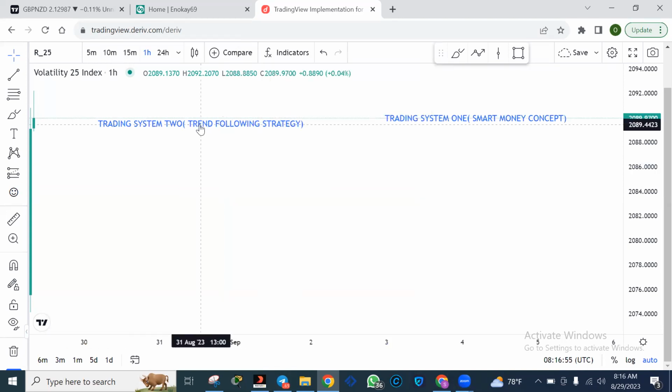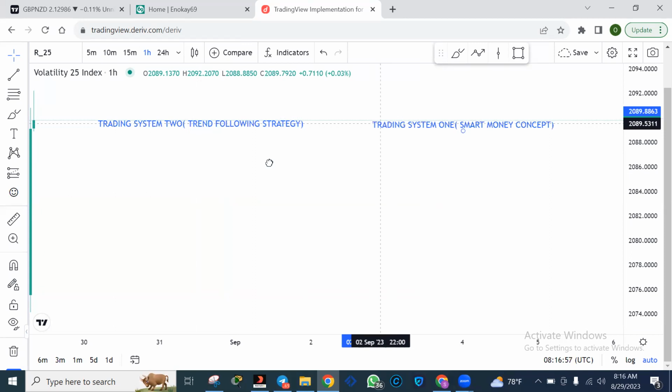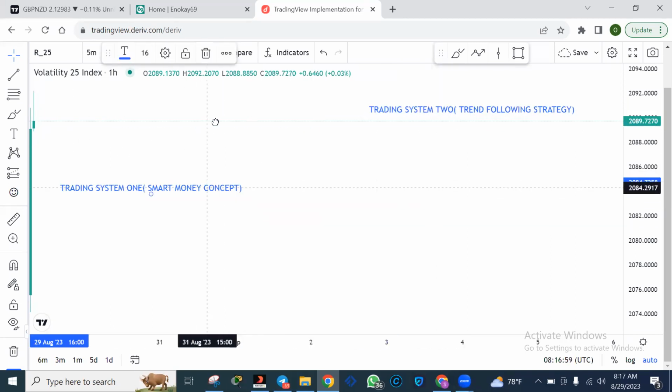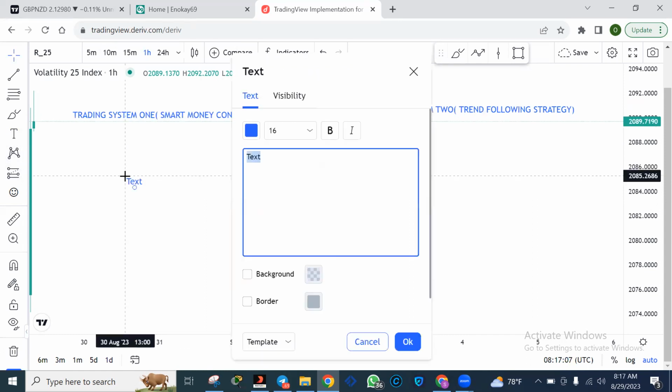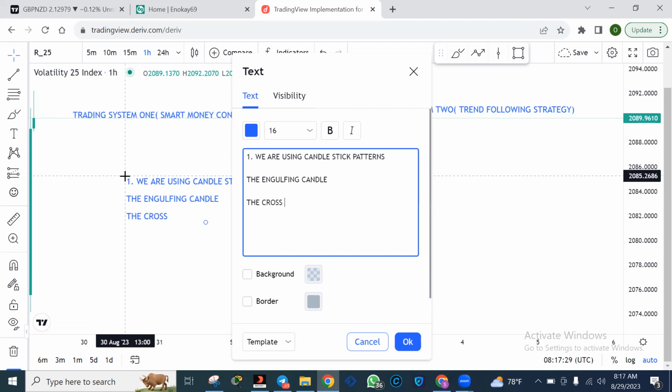So for trading system one, which is this, let's start with this one. We are using candlestick patterns, and the only candlestick patterns we are using are the engulfing candle and the cross candle.